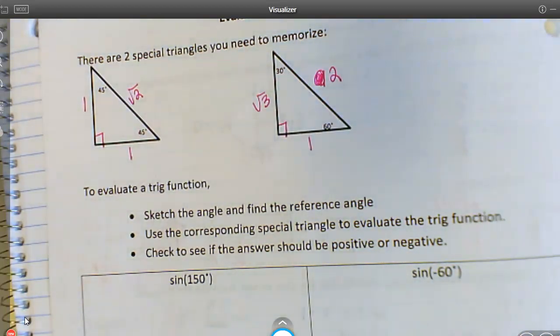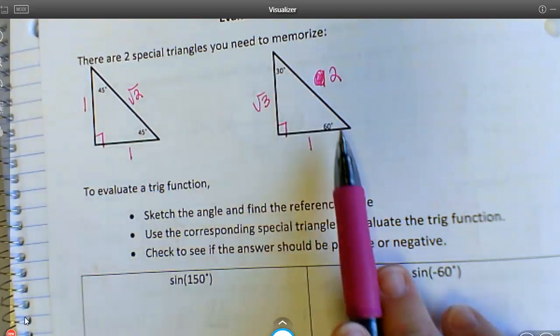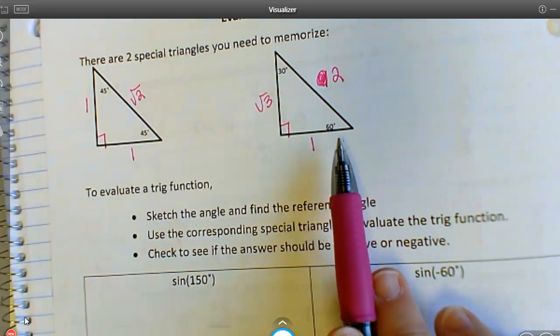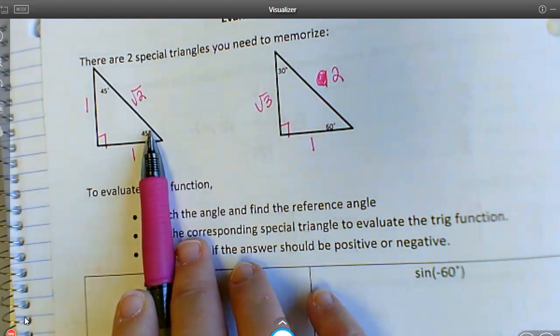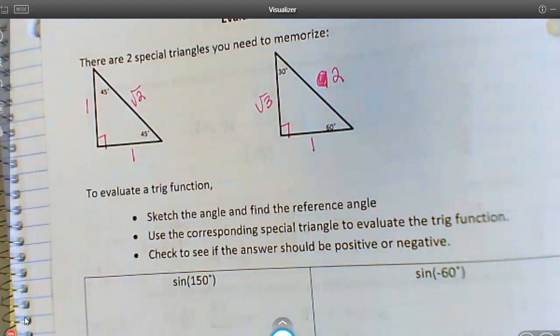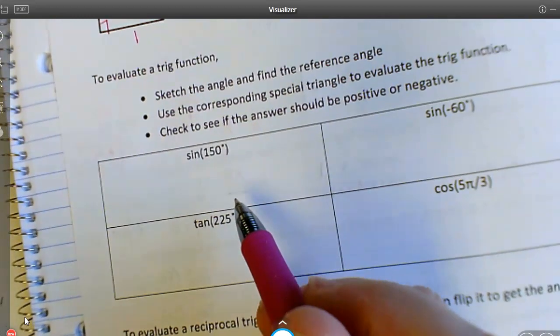Okay, so you need to know those two triangles, because whenever we do these problems we're getting ready to do, you're going to find the reference angle, and the reference angle is either going to be a 45 or a 30 or a 60. And depending on what the reference angle is, you're going to use that triangle to figure out what we need to find. So if we get a 30 for our reference, I'll show you what we'll do with it in just a second.